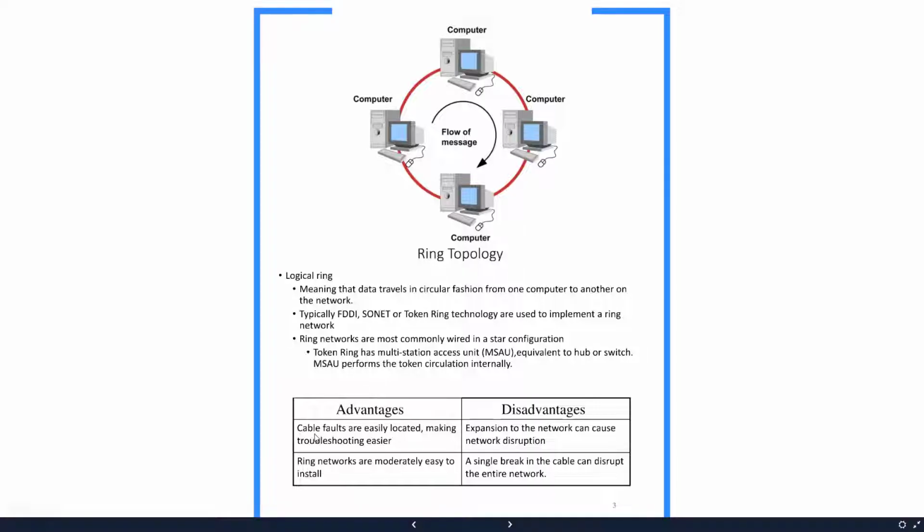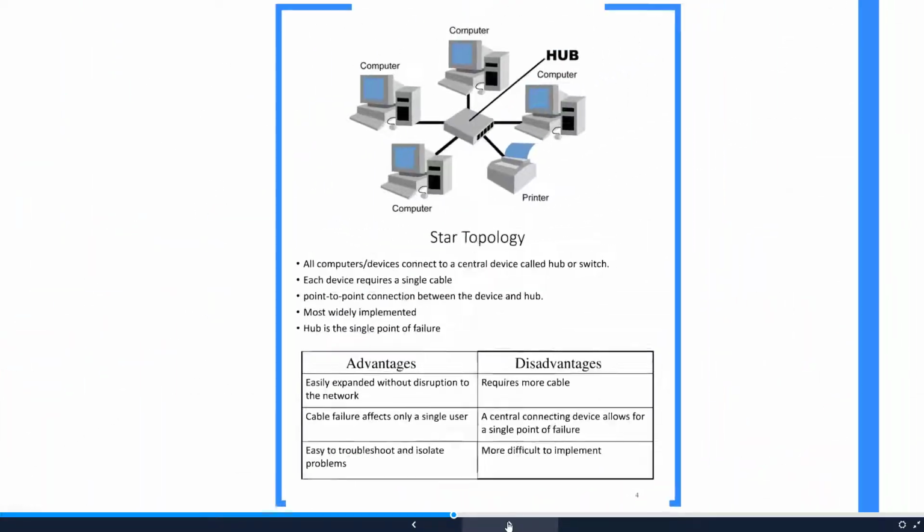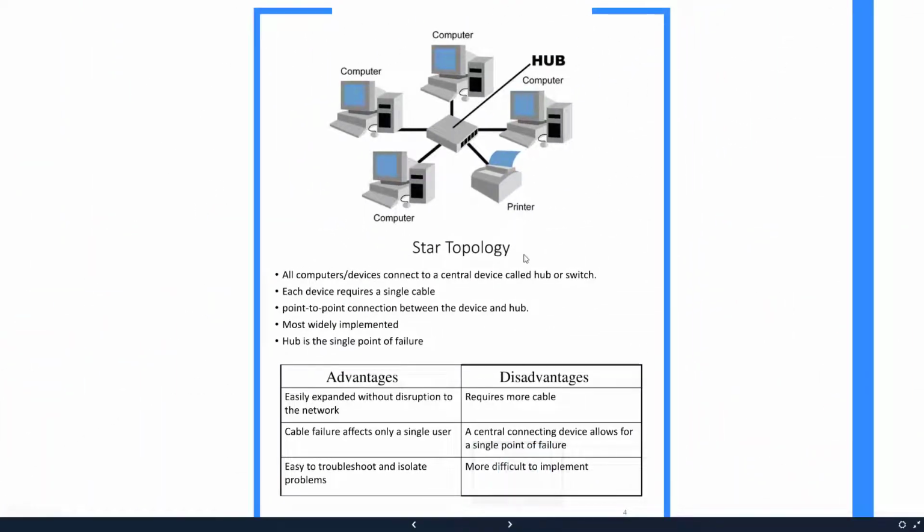The advantages: cable faults are easily located, making troubleshooting easier. Ring networks are moderately easy to install. And the disadvantages: expansion of the network can cause network disruption, and a single break in the cable can also disrupt the entire network. That's ring topology.